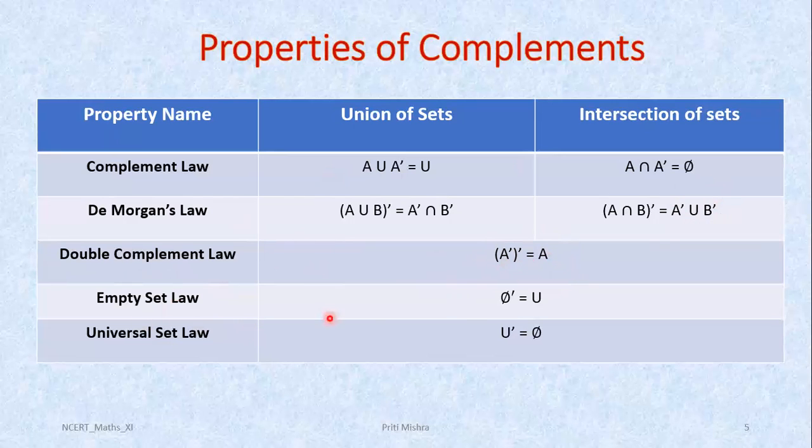Now, the empty set law says phi complement is equal to U. Yes, because phi complement means U minus phi. There is nothing to delete from the universal set, so you will be back to the universal set.